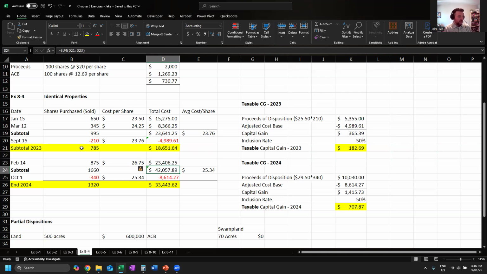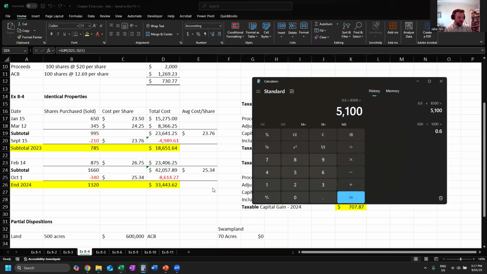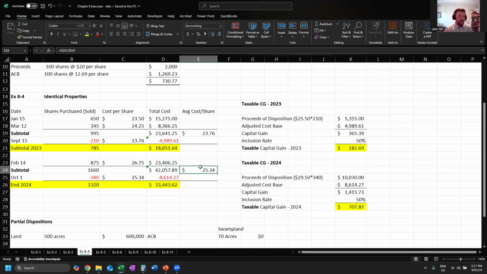How many shares did we have? We were left with 785 after our sale. We bought another 875. We have 1,660 shares. So if we take our cost, just to show you, $42,057.89 divided by 1,660, that comes to $25.33, or $25.34 for the rounding. So $25.34 is our cost base. That's our average cost per share.